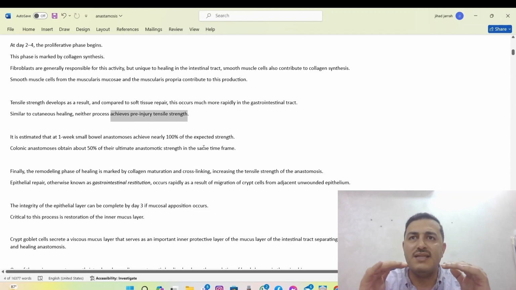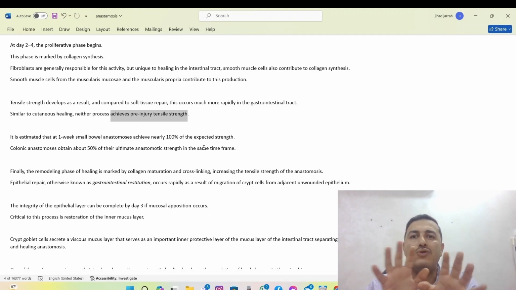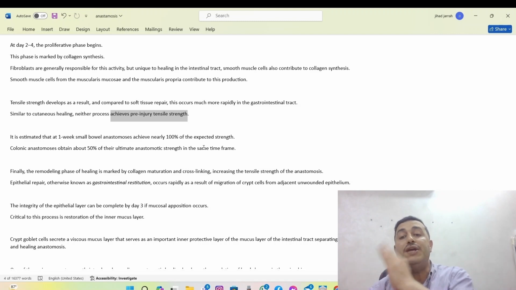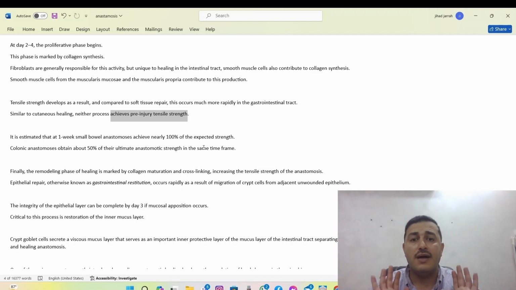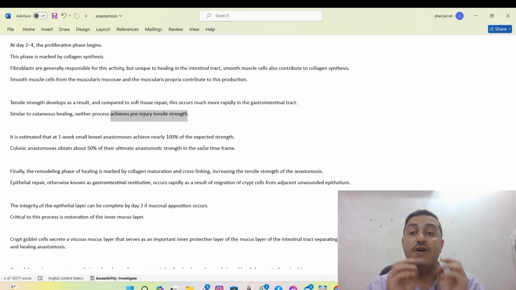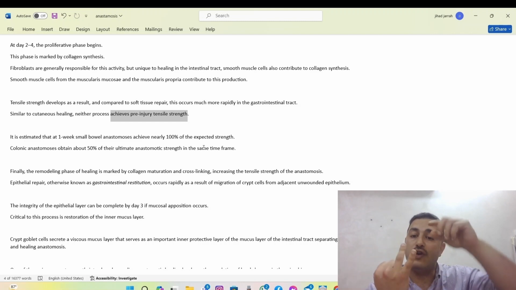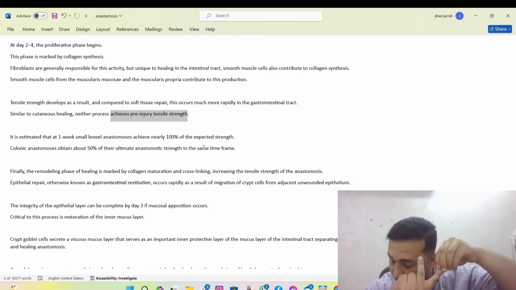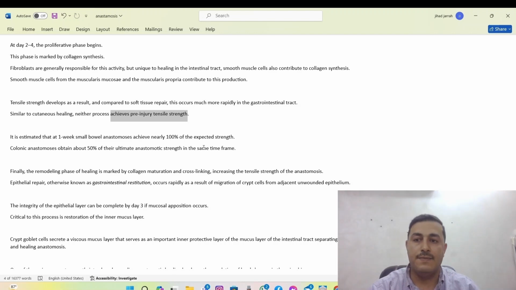The maximum tensile strength that we reach after the injury is about 80% of the pre-injury. We call this 80% the final expected strength. The final expected strength is reached faster in the bowel because of the production of collagen from the fibroblast and from the smooth cell.